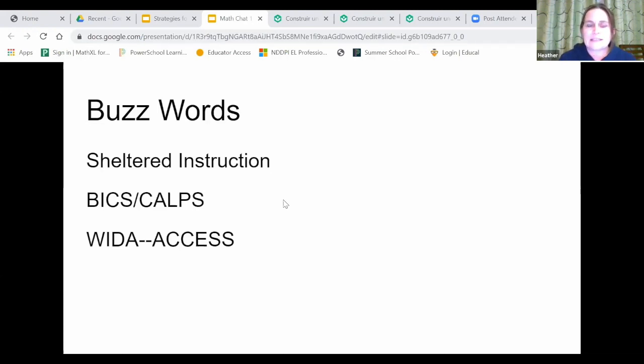And then WIDA is the group that provides testing materials and maybe some resources. A lot of the states are WIDA states, and North Dakota is a WIDA state, so if you get an EL student, you'll get ACCESS scores, and that's how you can tell what level their English is at. It goes from 1 to 6. 1 is the lowest, and 6 is near native proficiency.